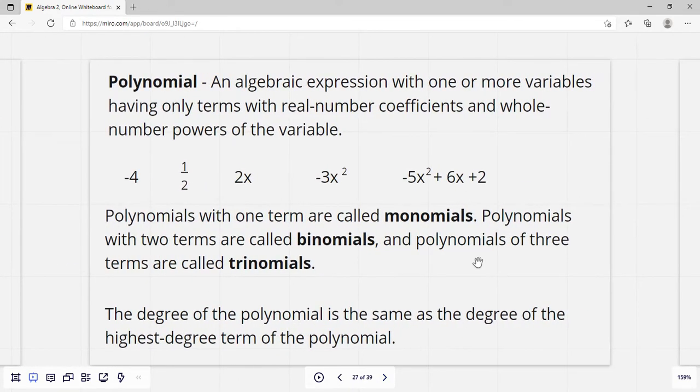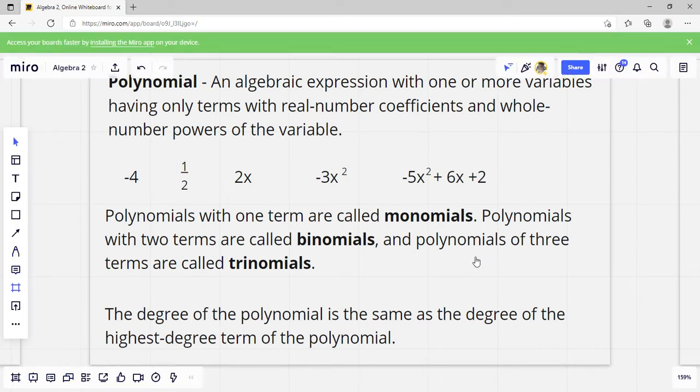Alright, so a polynomial, we're going to go over a lot of terms in this lesson, but these should all be review from Algebra 1. So first off, a polynomial is an algebraic expression with one or more variables having only terms with real number coefficients. So what's a coefficient? The coefficient is your number part that's being multiplied, right? So that part's your coefficient.